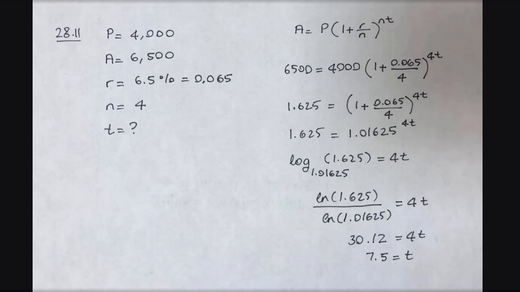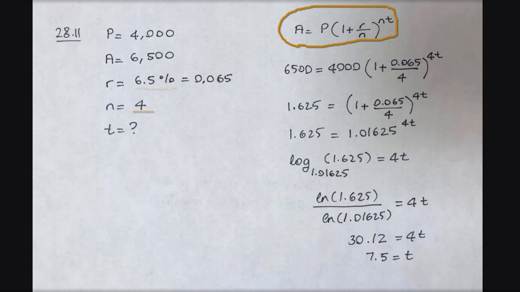In this problem, we would like to find how much time it will take for an investment of $4,000 to grow to $6,500 at an annual interest rate of 6.5% compounded quarterly. Okay, so this is a compound interest formula, and the formula is given to us in the question.